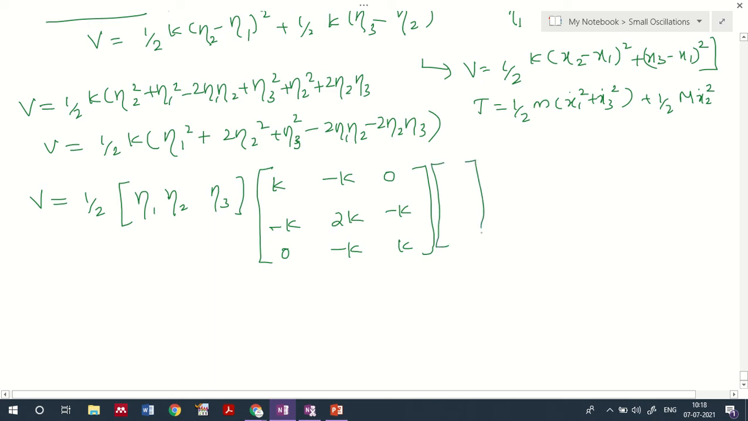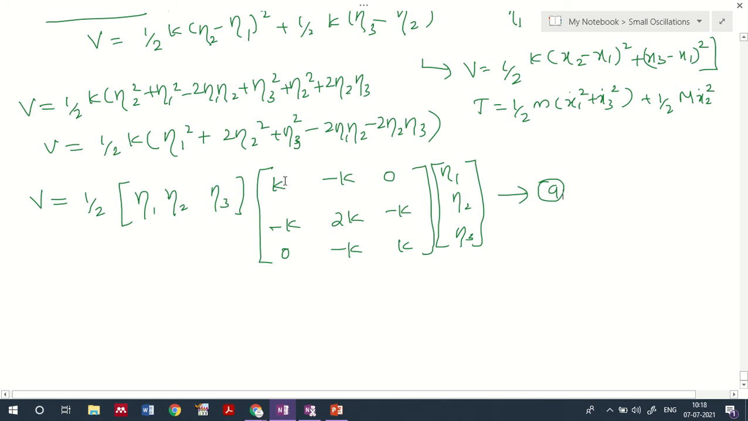And then again you multiply with eta 1, eta 2 and eta 3 as a column. You can treat this equation as equation number (a). So what we have done is represent the potential in terms of eta 1, eta 2 and eta 3, and further elaborated the potential in a matrix representation for eta 1, eta 2, eta 3.